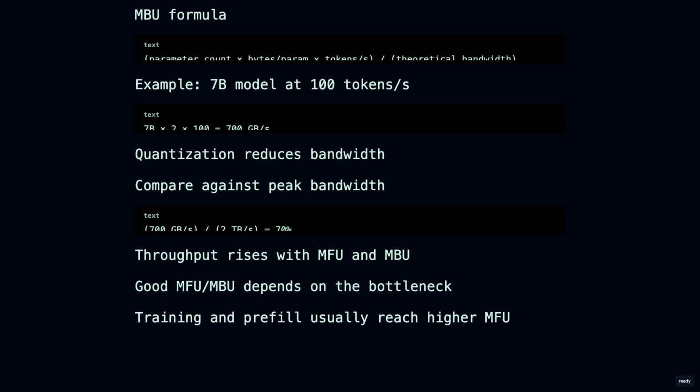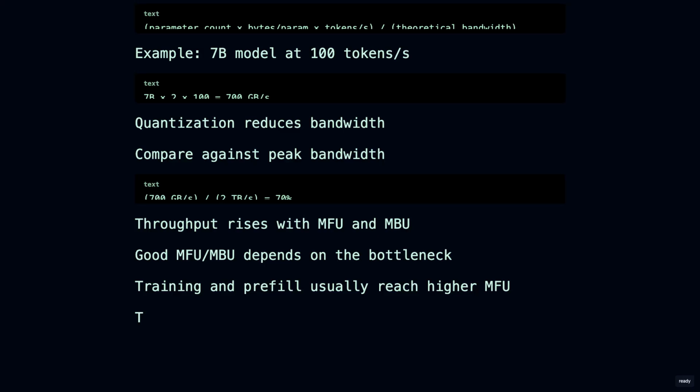Training often gets better MFU than inference because the workload is more predictable. Within inference, prefill is usually more compute-heavy, while decoding is often more bandwidth-heavy. This table gives real-world MFU examples from large-scale training runs. The numbers show that even very large systems do not always get close to peak hardware efficiency.